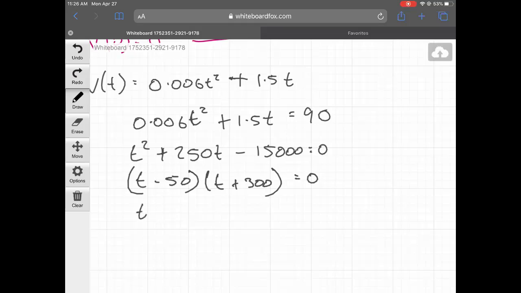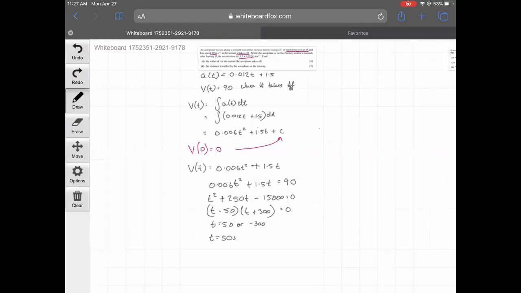So then this tells me that t is either equal to 50 or t must be equal to minus 300. So obviously one of those solutions I can throw away, minus 300, because 300 seconds in the past, the plane wasn't traveling at that speed unless it's just come into land. I'm not interested in that. So 50 seconds, right? It takes 50 seconds for the plane to take off. Easy. All right.